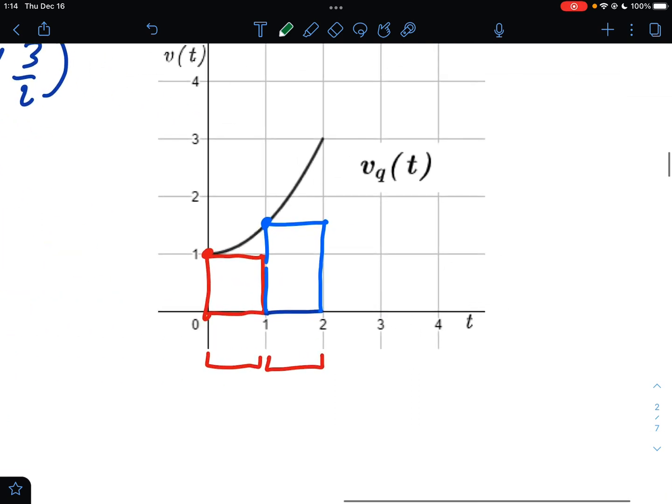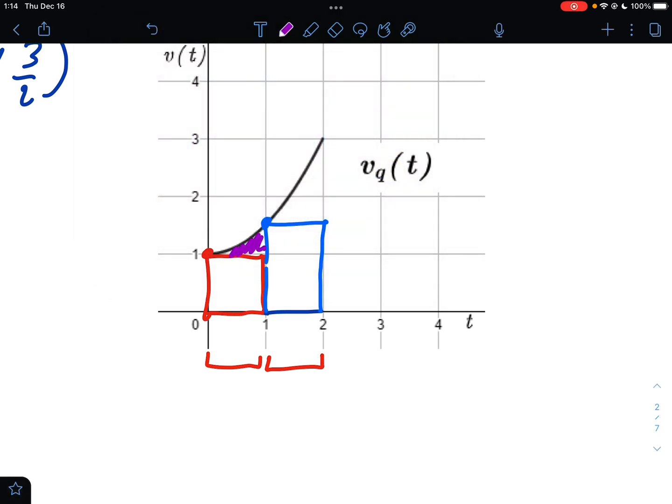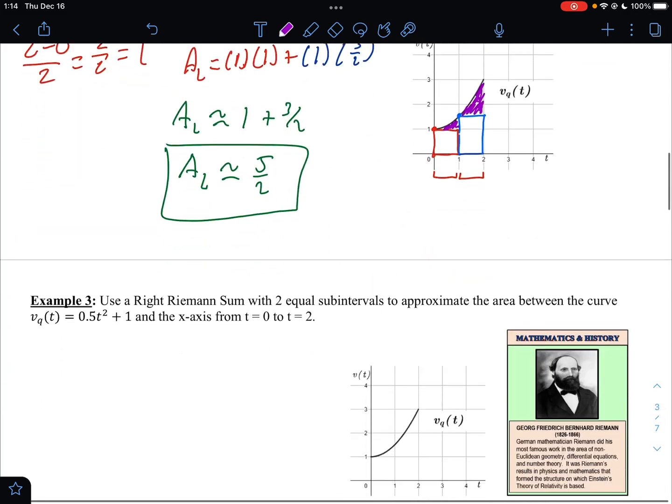So now we're saying that the area is 2.5. But again, the area is not 2.5. Look at all this area that we're missing, we're leaving out. So again, we can say that the area is bigger than 2.5. Let's take a look at another one.